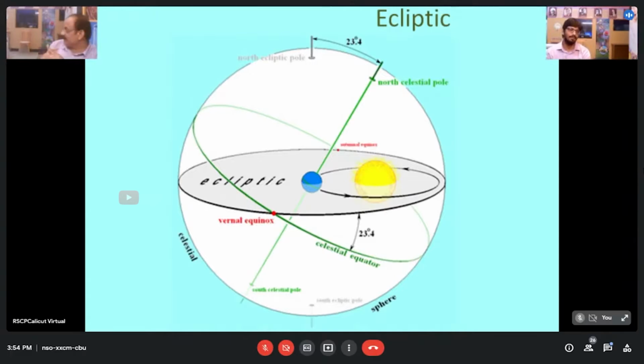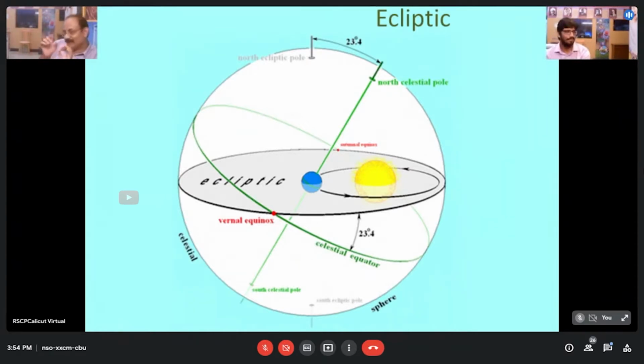Now these two intersect at one point, called the vernal equinox. If an object is at the vernal equinox, it is present on the celestial equator and also on the path of the sun. That is called the equinox. And today's program is focusing on equinoxes and solstices, so we start the journey from here itself.